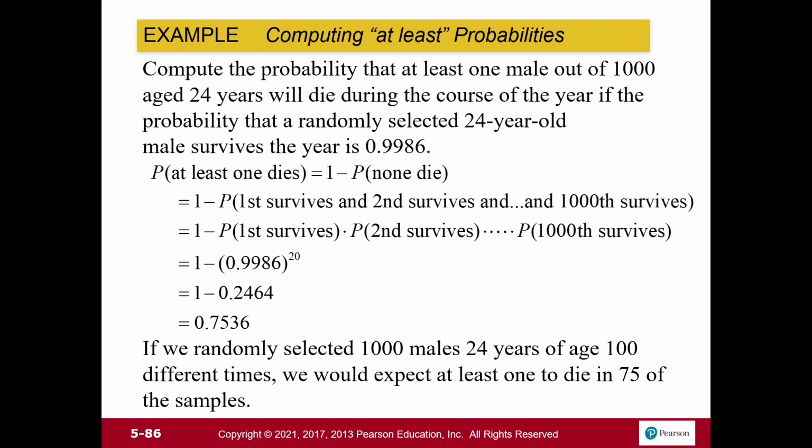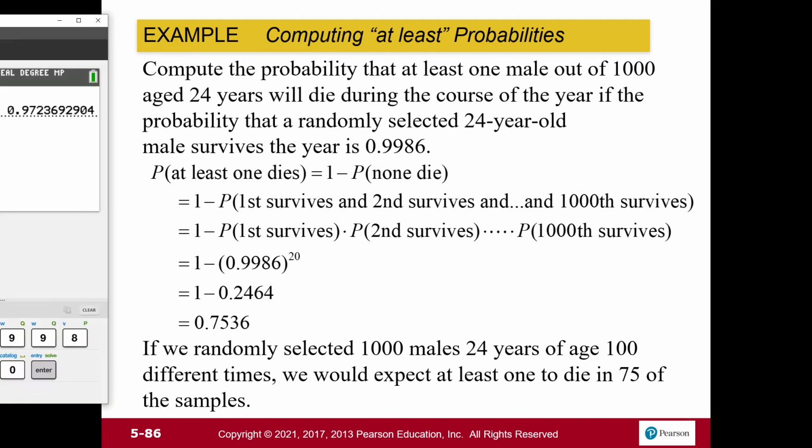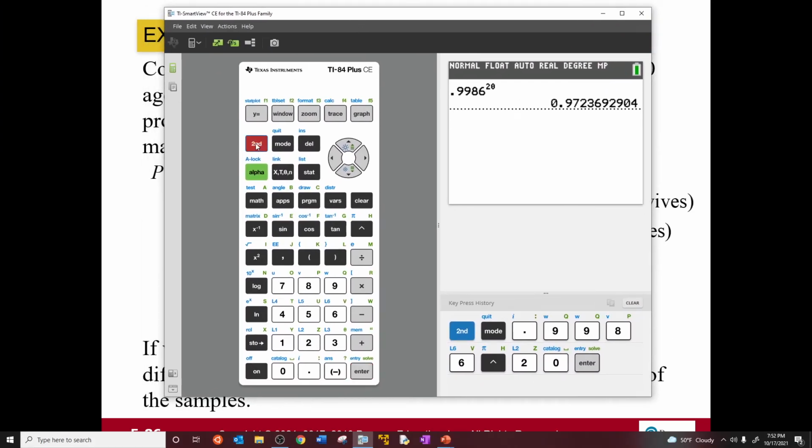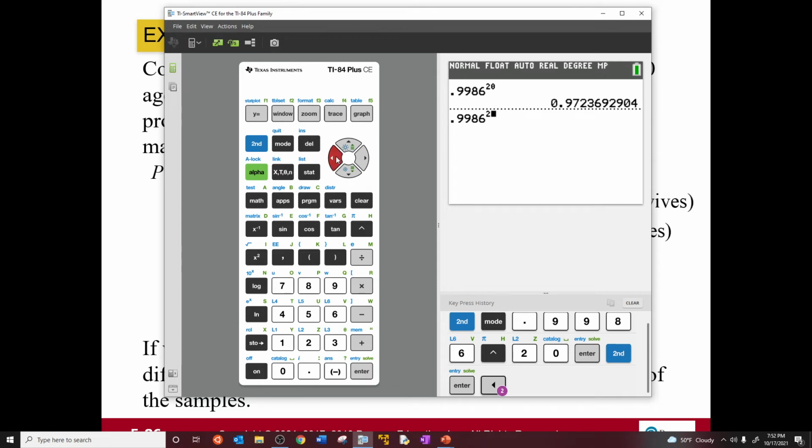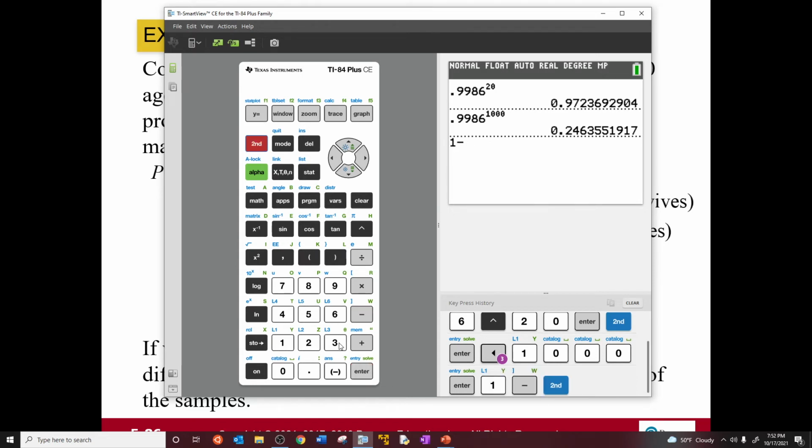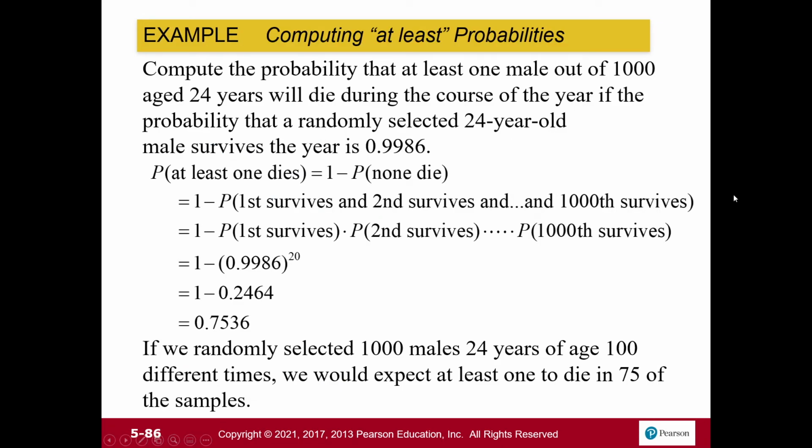Let's do 0.9986 to the 20th power. No, they actually mean 0.996 to the 1,000th power. Yeah. And then 1 minus that last answer there. Alright, so it's just a little typo. It means 1,000 there, okay?